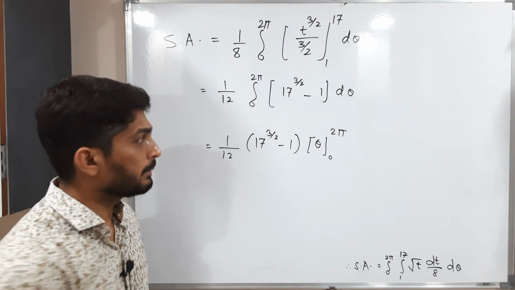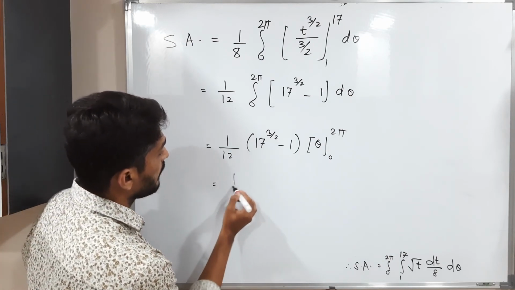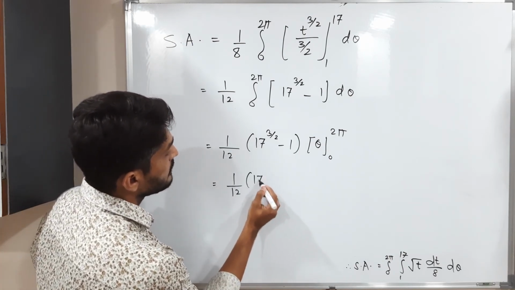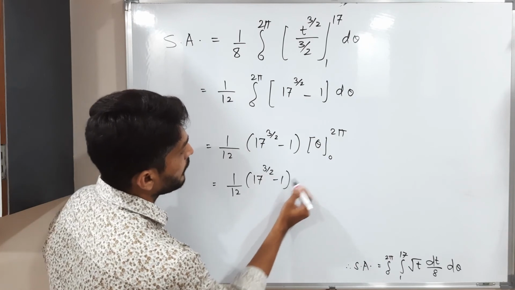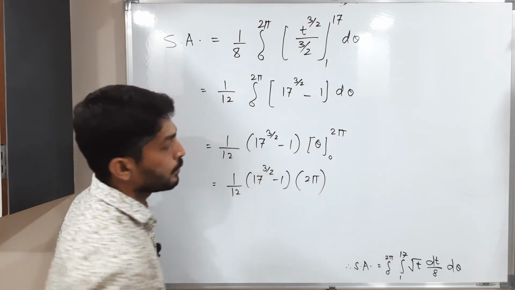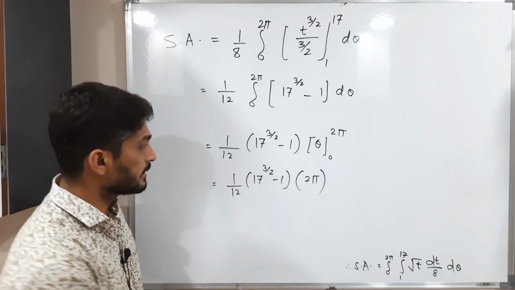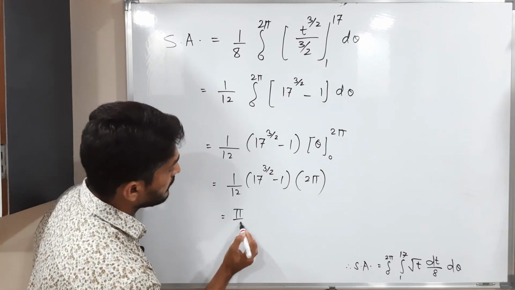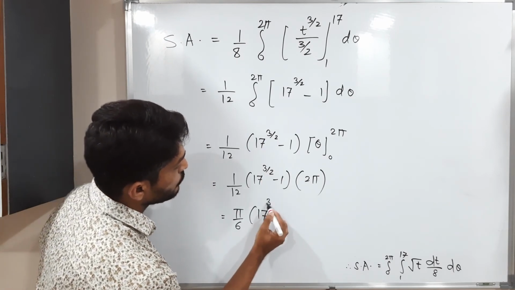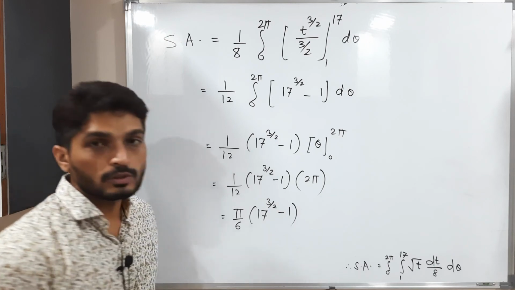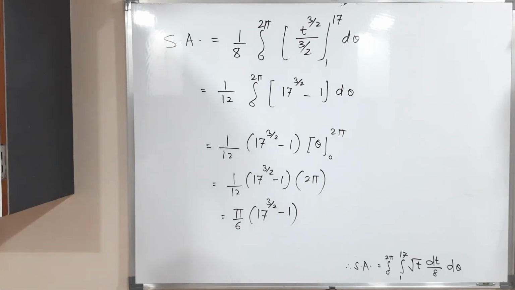Let us put the upper and lower limits. We are very close to the answer now. 17^(3/2) − 1, times 2π minus 0, which is 2π. The 2 will cancel here and we will have π/6 times (17^(3/2) − 1). So this is the required answer. Make a screenshot of it, then we will stop. Thank you. Bye bye.